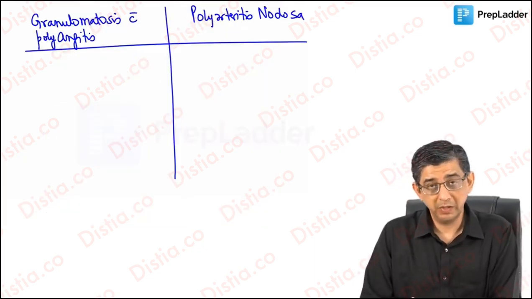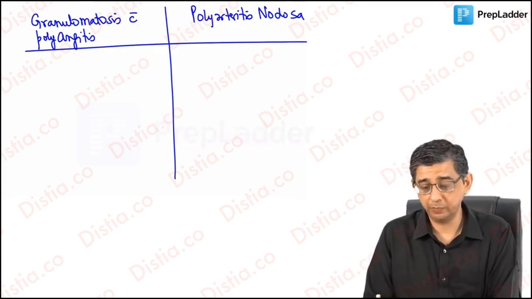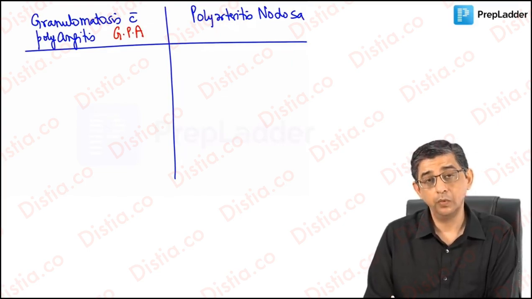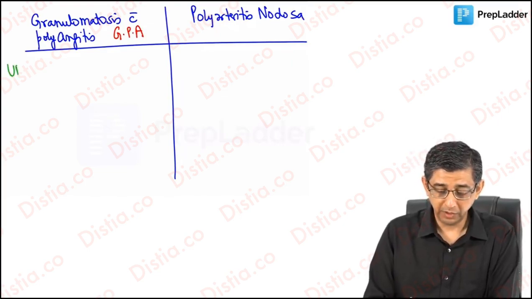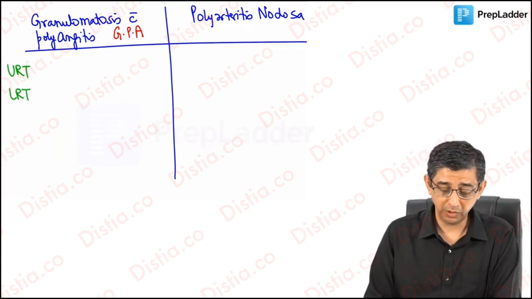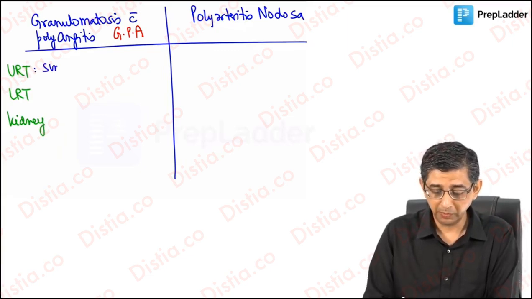The next topic I'll be explaining to you is Wegener's granulomatosis, which is now written as granulomatosis with polyangiitis, that is GPA. And we'll compare that with polyarteritis nodosa. Well, Wegener's granulomatosis can be having damage to the blood vessels of the upper respiratory tract, damage to the blood vessels of the lower respiratory tract as well as the kidneys, and therefore the manifestations that will come up will be that there would be epistaxis because of damage to these blood vessels.